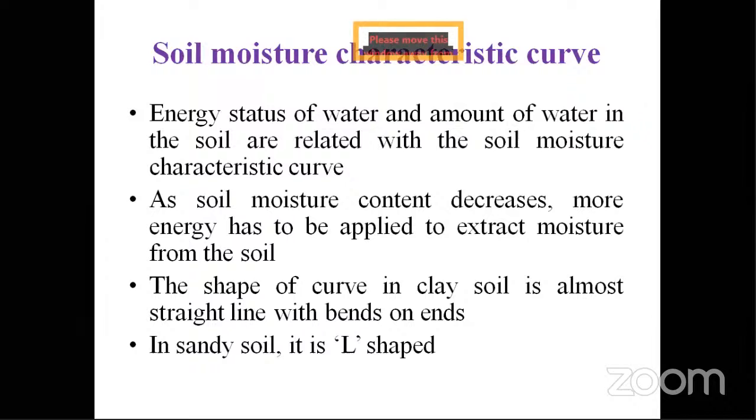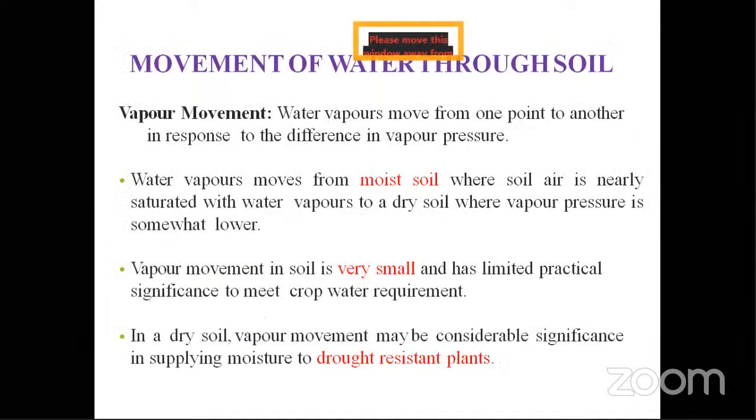In dry soil, vapor movement may be considered of significant importance to the plants growing in dry conditions only. That means drought resistant plants.